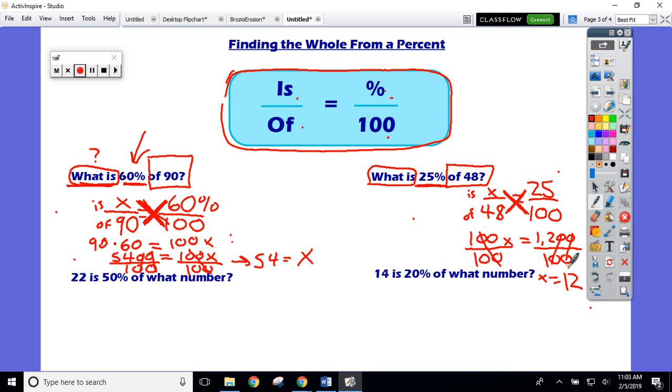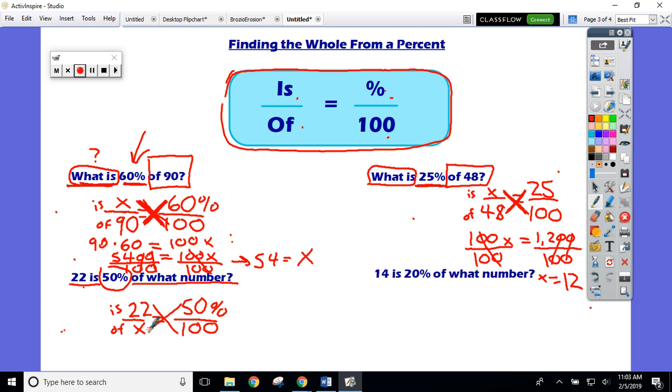Okay, so these equations on the bottom appear differently. 22 is 50% of what number? Setting up my proportion, putting my 100 always on the bottom right. This is the is and the of, percent over 100. The percent is usually always really easy to place. That's 50%. It goes there. 22 is and of what number? So 22 is means the 22 will go in the numerator over here. Of what number means I don't know what's in the of, so I'm going to put an x.